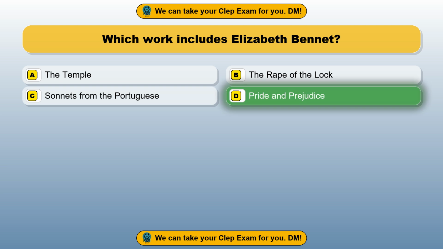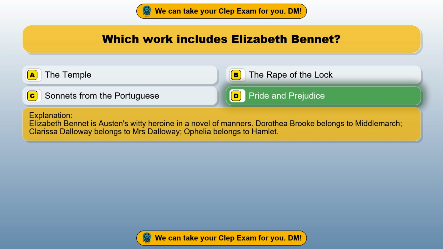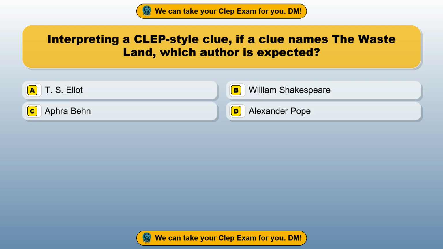The correct answer is option D, Pride and Prejudice. Elizabeth Bennet is Austen's witty heroine in a novel of manners. Dorothea Brooke belongs to Middlemarch, Clarissa Dalloway belongs to Mrs. Dalloway, Ophelia belongs to Hamlet. Question 97. Interpreting a CLEP-style clue. If a clue names The Wasteland, which author is expected?